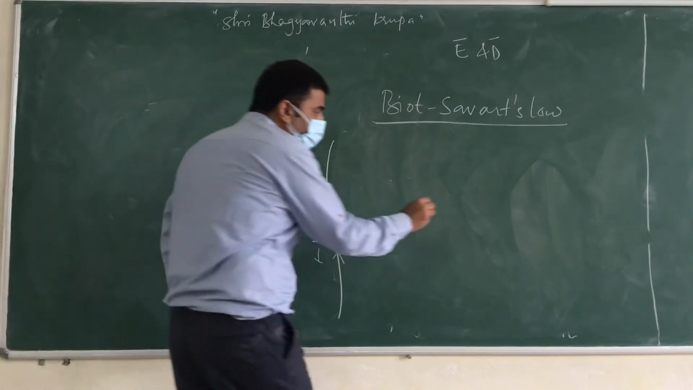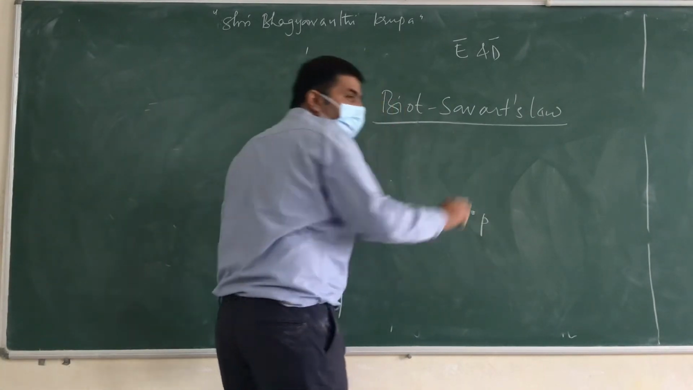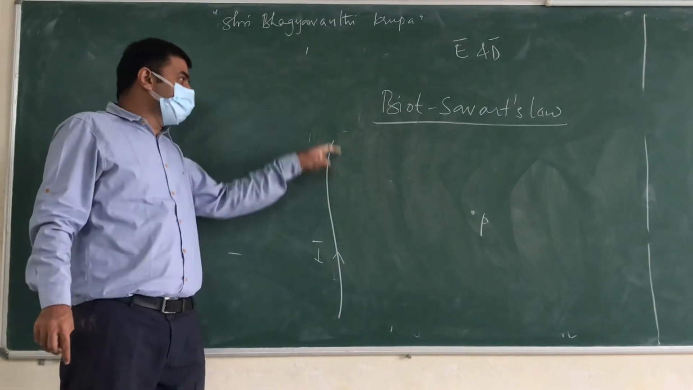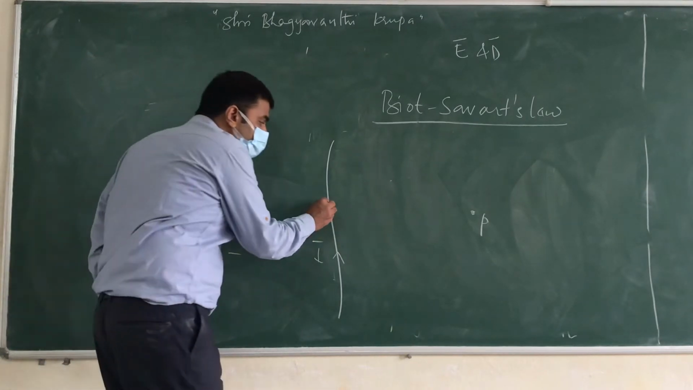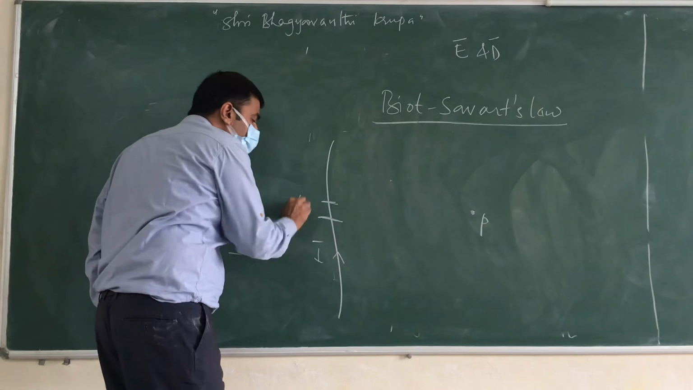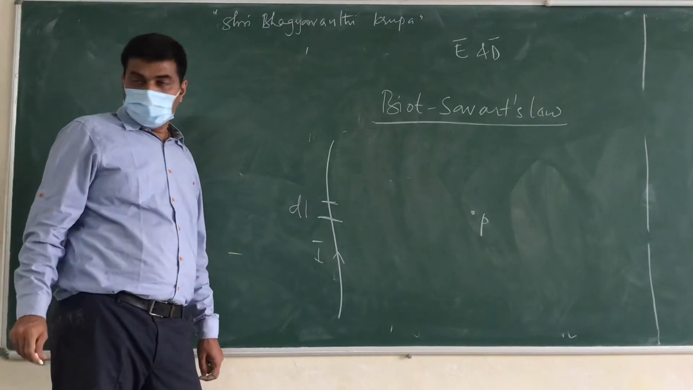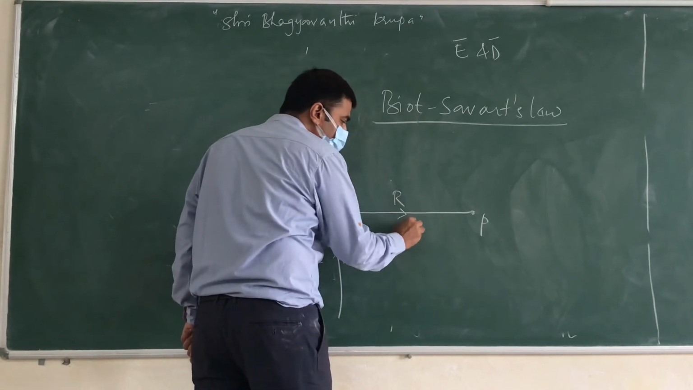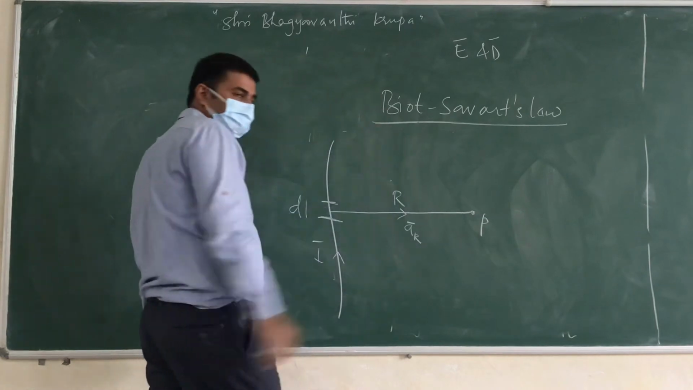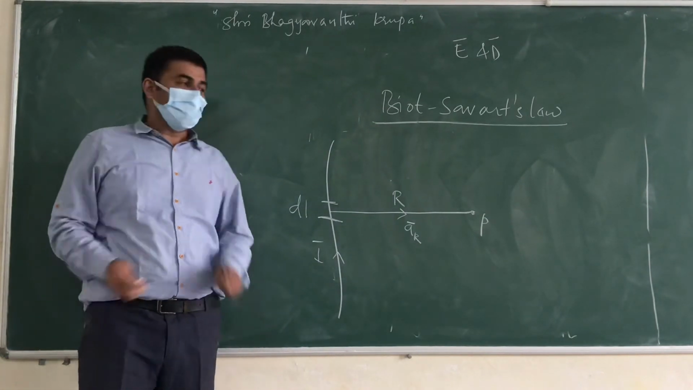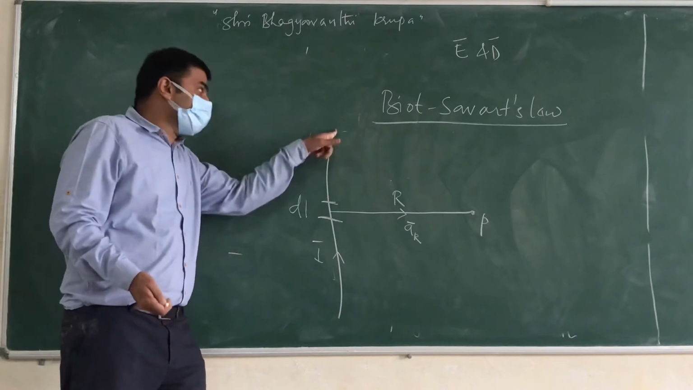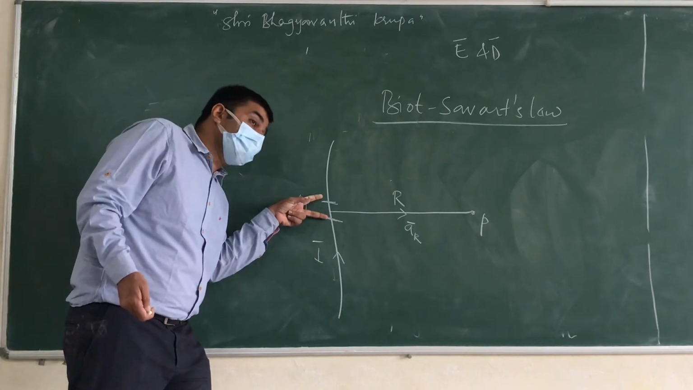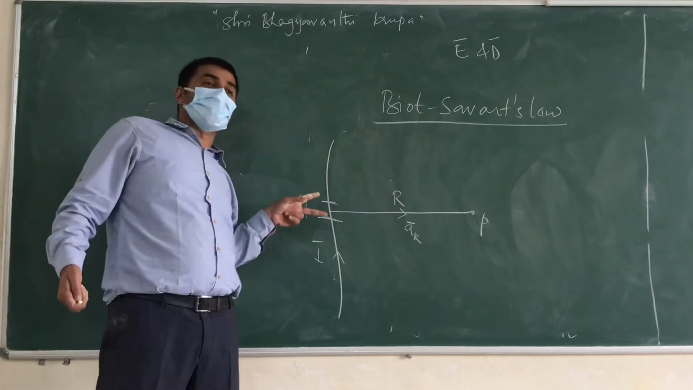At point P, I want to find the magnetic field intensity. See, instead of the entire conductor, shall I consider a small length dl? And this distance, I will call it R. And the direction of this is dl. Then, see, if I consider the complete conductor, I will get H bar here. If I consider only dl, dH. This is a differential length.